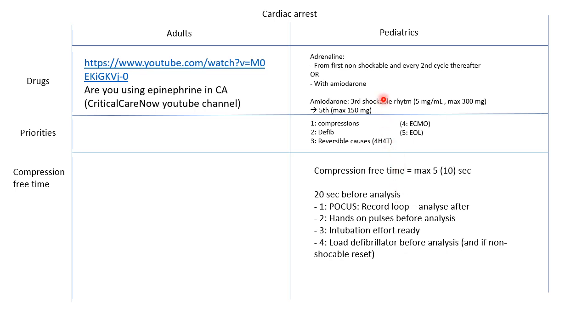So for drugs, adults, you kind of know, I'm sure. So just check out the normal sources, ERC, for that. If you want to know more on adrenaline, for instance, you can check this out, whether or not the evidence on adrenaline is becoming more and more complex, right? You get more neurological, you get more survivors, but they're not neurologically intact.